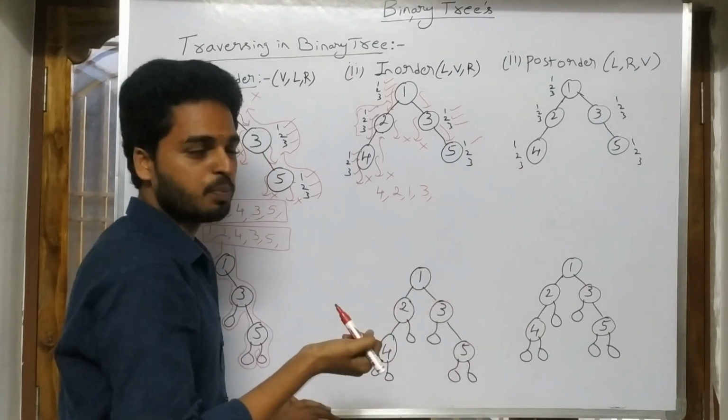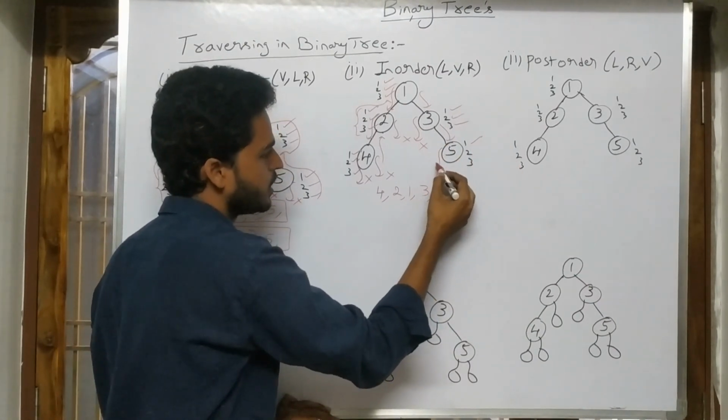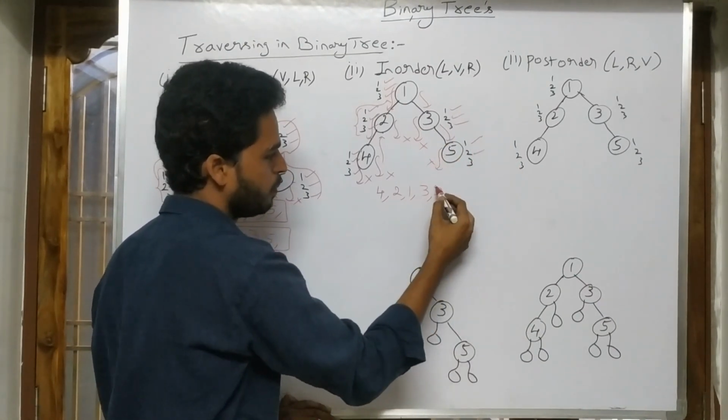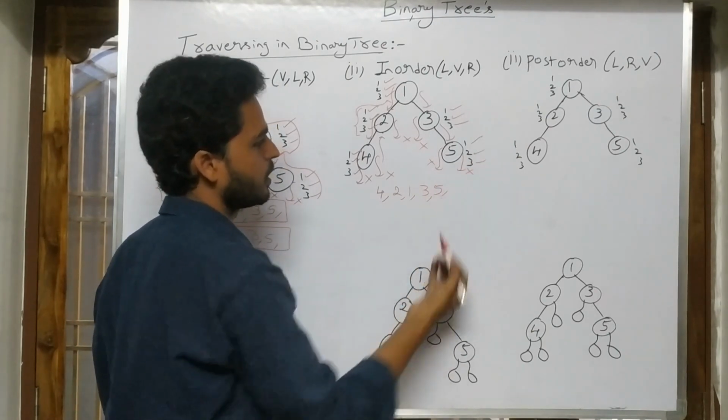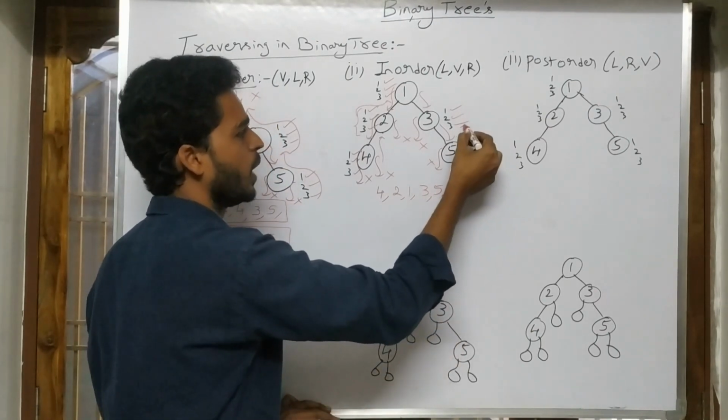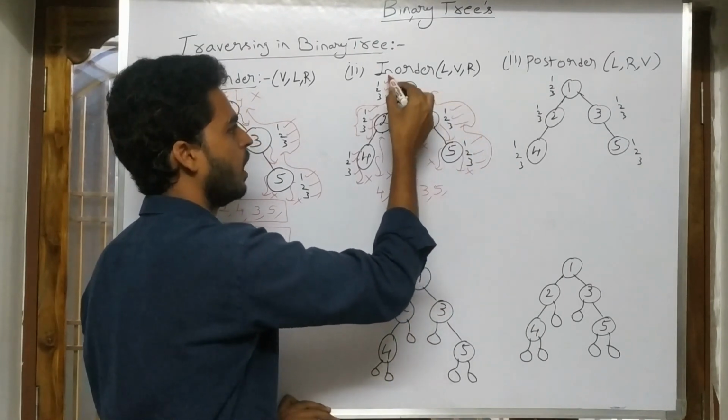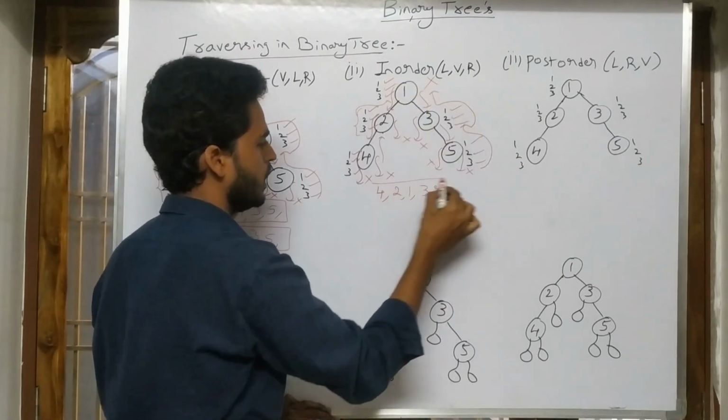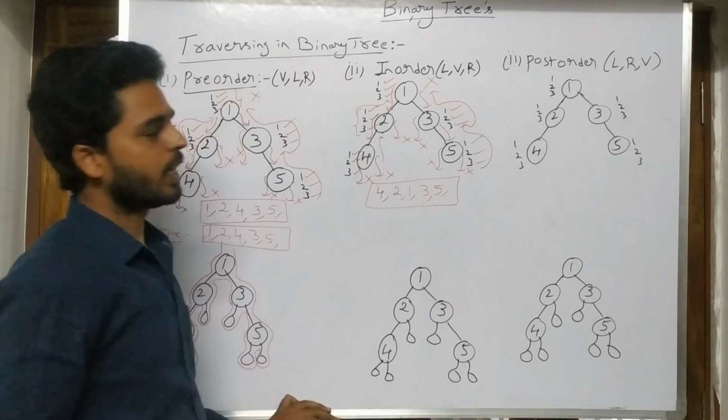Then again first statement. Left side, nothing. Second statement, printing. Third statement, right side, nothing. All 3 are completed, I will move back. All 3 are completed, I will stop the process. This is my corresponding in-order for the given tree.